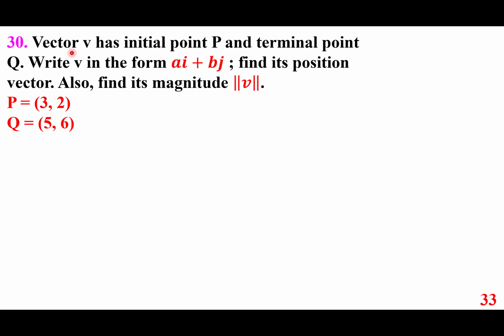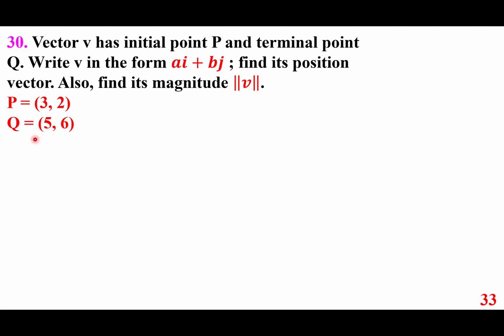Vector V has initial point P and terminal point Q. Write it in the form ai plus bj. Find its position vector. Also find its magnitude. P is given as (3, 2) and Q is given as (5, 6).